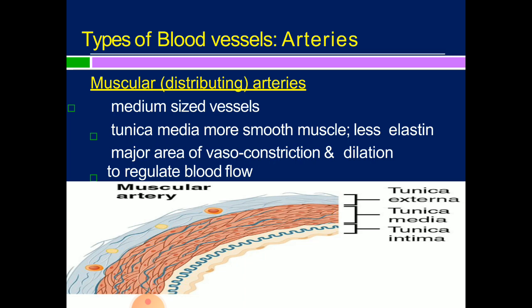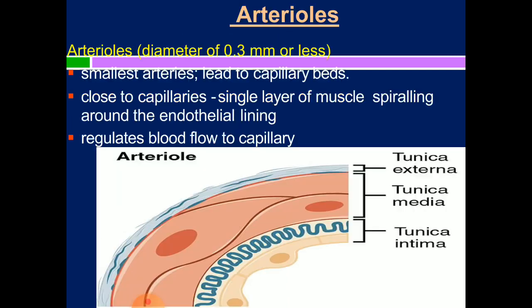Then the second type of artery is the muscular artery. It is also known as distributing arteries. These are also known as medium-sized arteries. And the tunica media has more smooth muscles and less elastic fibers, which are the major area of vasoconstriction and dilatation. They regulate the blood flow.